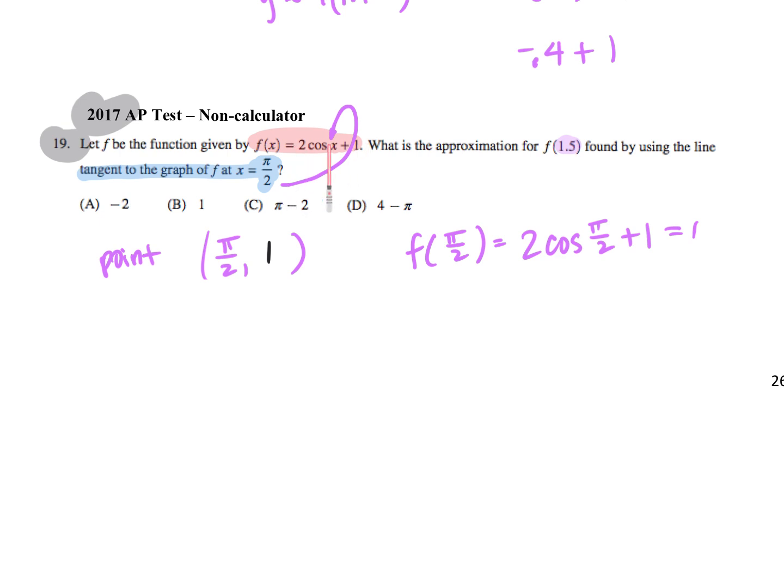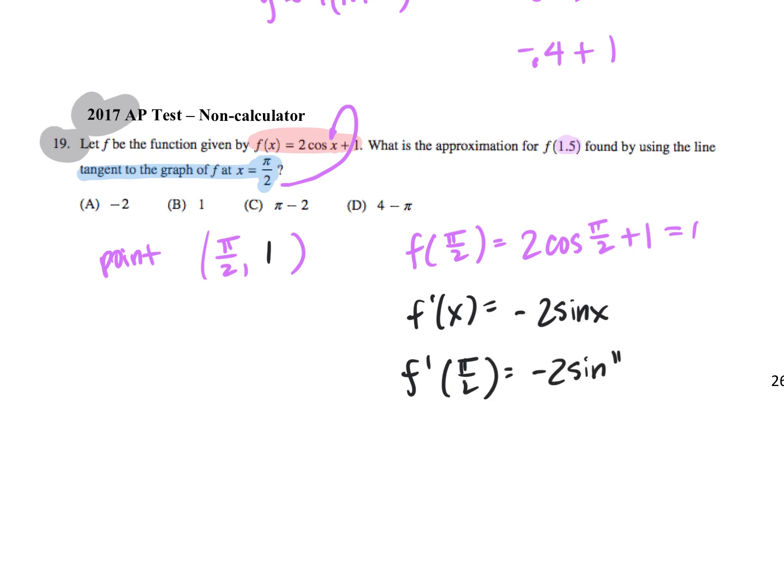Here's f. The slope would be f prime. F prime of x. Derivative of 2 cosine of x plus the derivative of 1. We don't care. F prime of pi over 2. We need that slope when x is pi over 2. Sine at pi over 2. Yeah, the sine is going to be 1. 1 times that negative 2 is going to get me negative 2. So you guys, you just found your point, and we just found our slope.